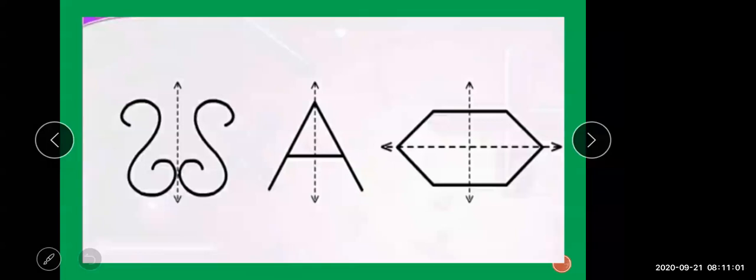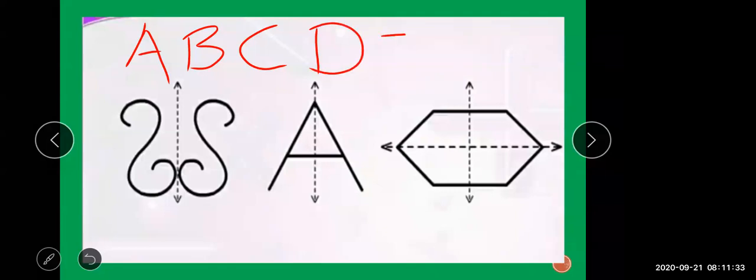Again, which ones? So which alphabets will not come in the symmetrical figure? Will you tell me? We'll see them one by one. Okay. A is the symmetrical figure. Yes. B also symmetrical figure. C also symmetrical figure. D also symmetrical figure. E also symmetrical figure. Now the F. Is F a symmetrical figure? No. No, very good.